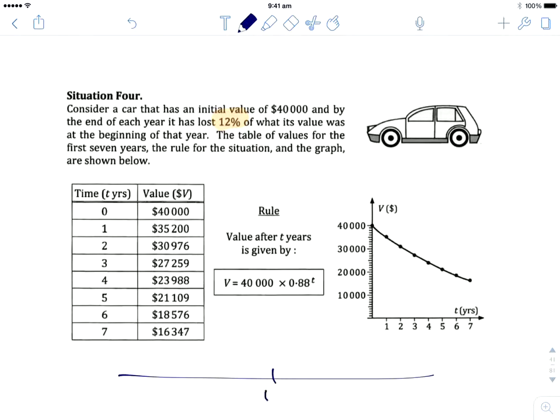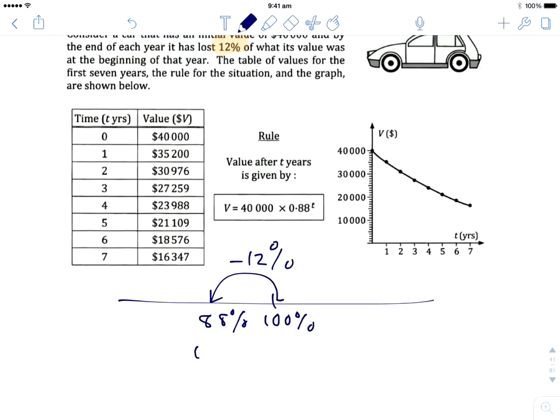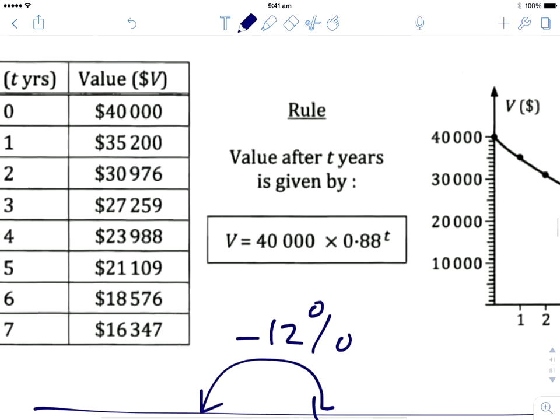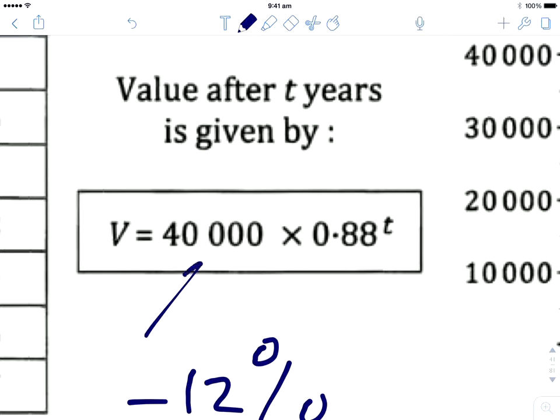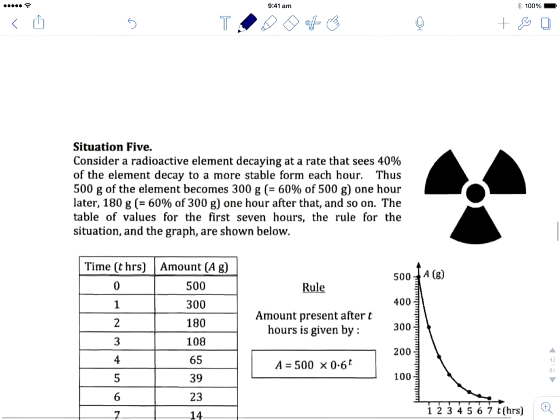We've got 100% of the value of the car when we first bought it. If it decreases by 12%, we're subtracting off 12% from 100%, which leaves us at 88%, or as a decimal, 0.88. That's where we get this model from. You've got your initial value here, times by 0.88 to the power of t. And that will give you the value of the car after t years.